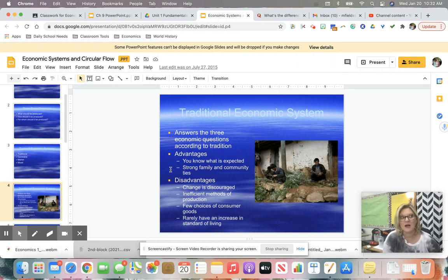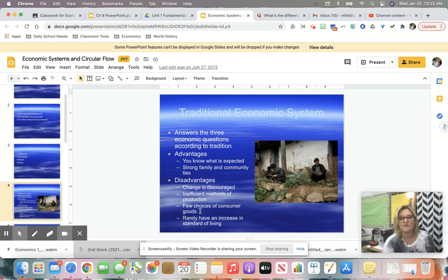This is inefficient. What if you're a really terrible goat herder and all of your goats run away? This is not the most efficient method of production. You're not working to your comparative advantage. You're not specializing in what you do the best. You're just doing what people in your family have always done before.